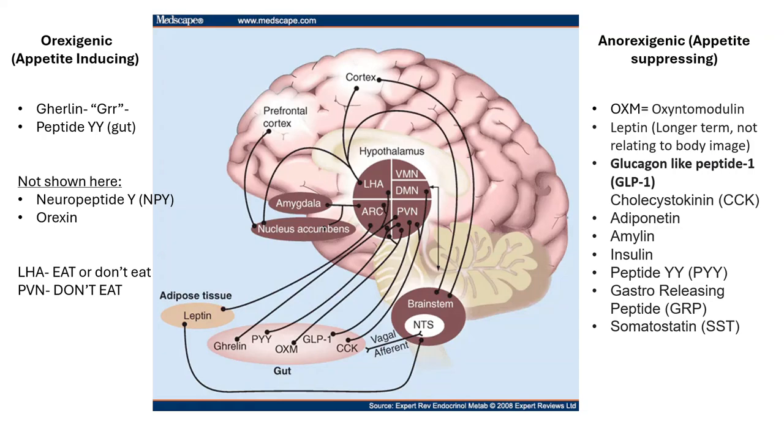Now, you'll see on the diagram there with the hypothalamus, you'll see the lateral hypothalamic area on the left upper quadrant and the paraventricular nucleus on the right lower quadrant. Think of your LHA as kind of an ambivalent nucleus. Eat or don't eat, but a bias toward eating. Whereas the PVN is your on-off switch, or actually is your off switch. The PVN is do not eat, stop eating.